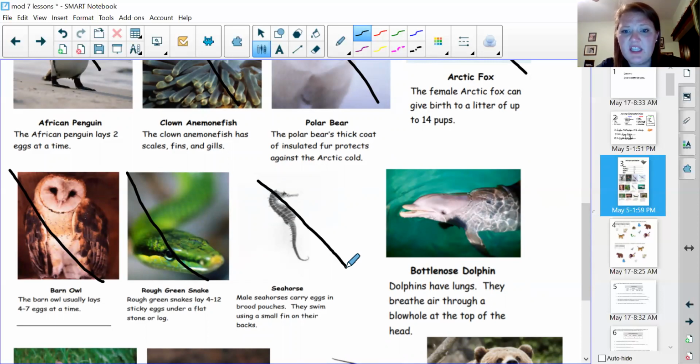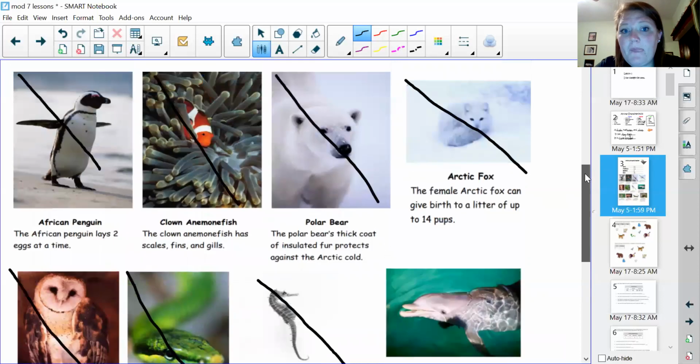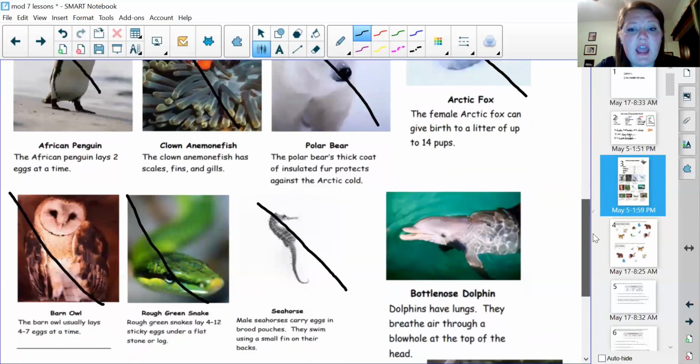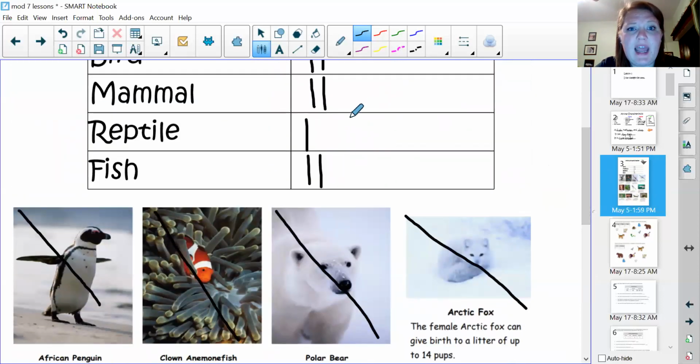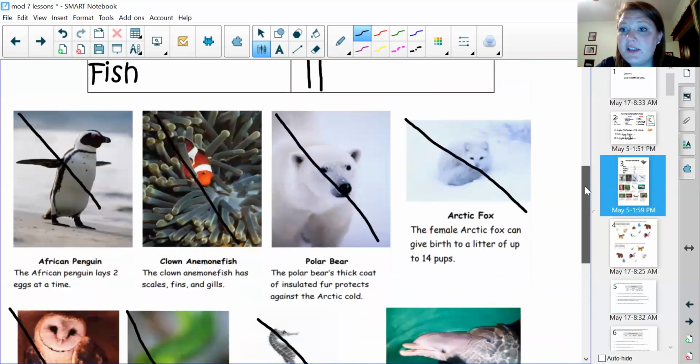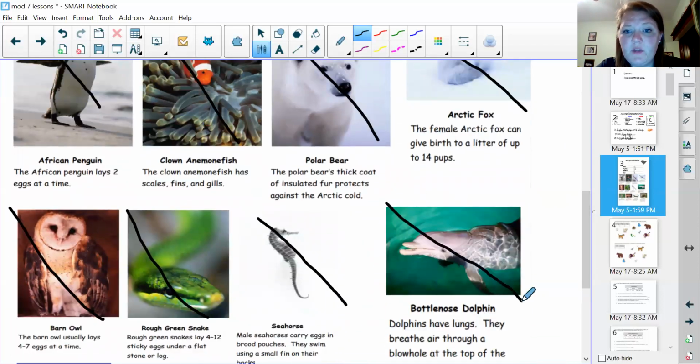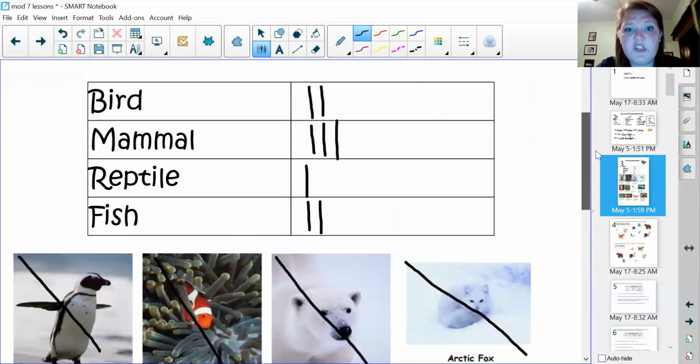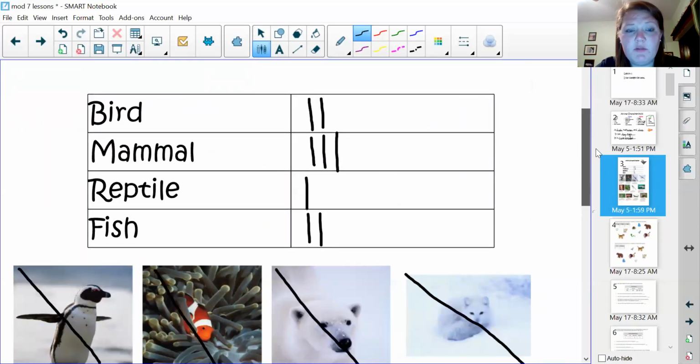Bottlenose dolphin. This one's a little tough. Dolphins have lungs. They breathe air through a blowhole at the top of the head. Some people think that a dolphin is a fish, but actually it is a mammal because it gives live births. I don't know if you guys knew that or not. Let's cross that one off. So which one is in the lead now? Which one has the most? Mammals. Which one has the least?